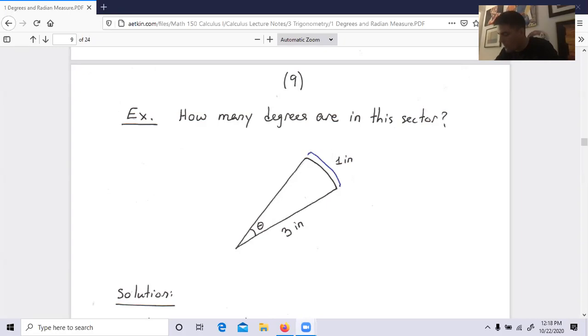Yes, Alexa, right? So you always want to convert to radians. So see what it is in radians, and then you can convert it to degrees.